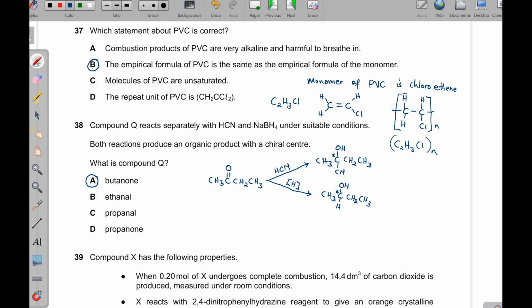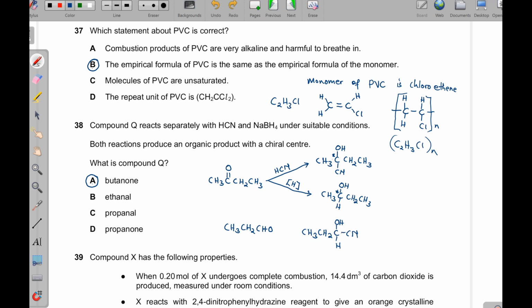Then propanal. Propanal, you have this one here, CH2, then CHO. When you put hydrogen cyanide, you are going to get CH3, CH2, C, then there will be an OH, there will be a cyanide, but there is an H also here. You see? Is this one having a chiral center? Yes, because this one is different from this, different from this, different from that.